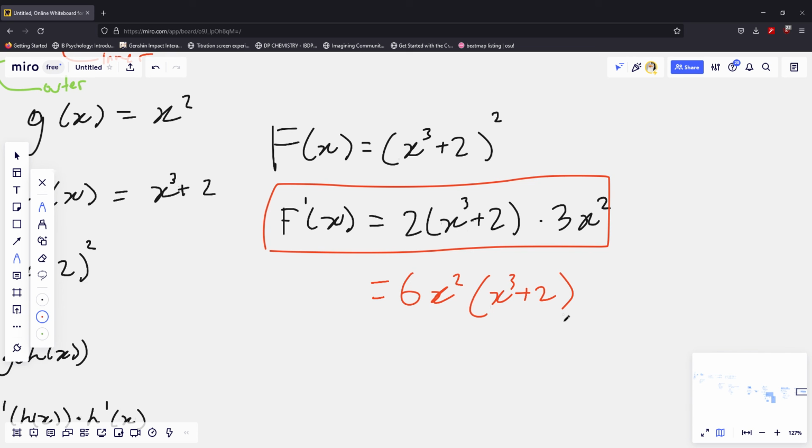Anyway, that's going to do it for prime notation on chain rule, and we'll work through a lot more examples because this is a really tough concept to get. See you in the next video.